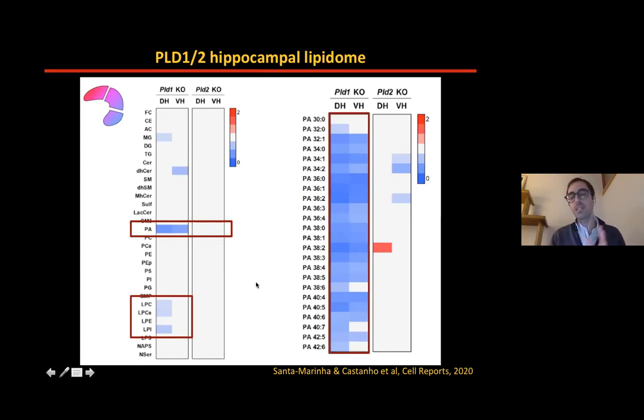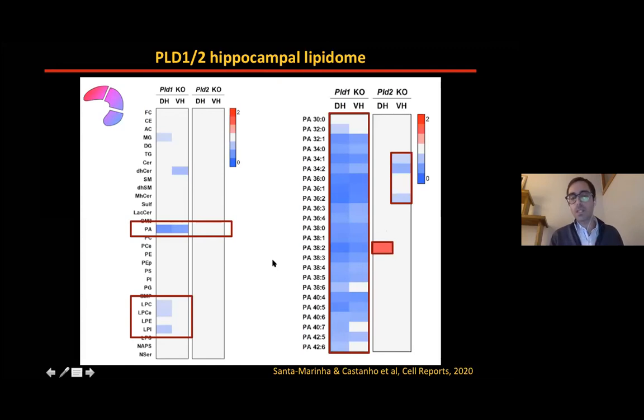We also looked at the species of phosphatidic acid levels that we observed, so in a more granular way. And we saw that in dorsal and ventral hippocampus in PLD1 knockout animals, most of them were decreased, while in PLD2 knockout animals, only a subset of these species were decreased, and only in the ventral hippocampus. And interestingly, no reductions were observed in other phosphatidic acid species in PLD2 knockout animals, while we actually saw an increase in one of these species, which further suggests that there can be some kind of compensatory mechanisms going on here.